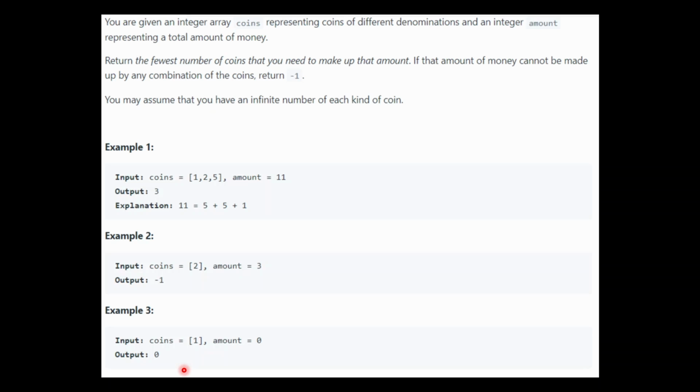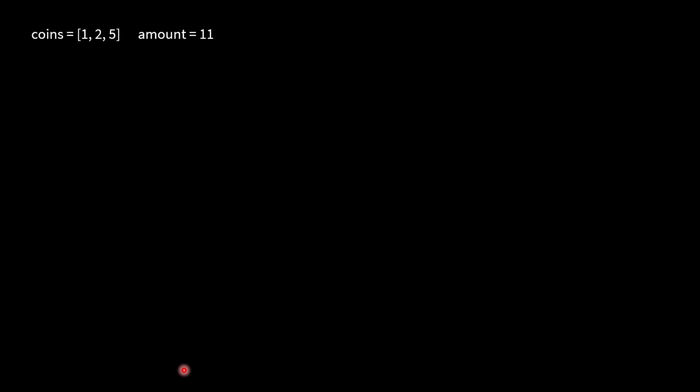Now let's try to solve the problem first. After that, using the solution approach, we will try to find the programming solution. Here is a given example. We have an array of coins containing 1, 2, and 5. That means we have an infinite number of coins with value 1, value 2, and value 5. What we need to do is make an amount 11 using the minimum number of these coins. As I have said, I'm solving this problem using the dynamic programming approach.